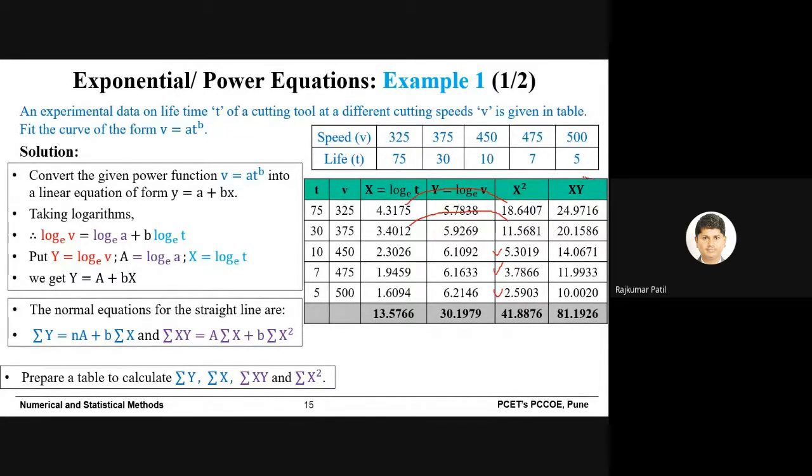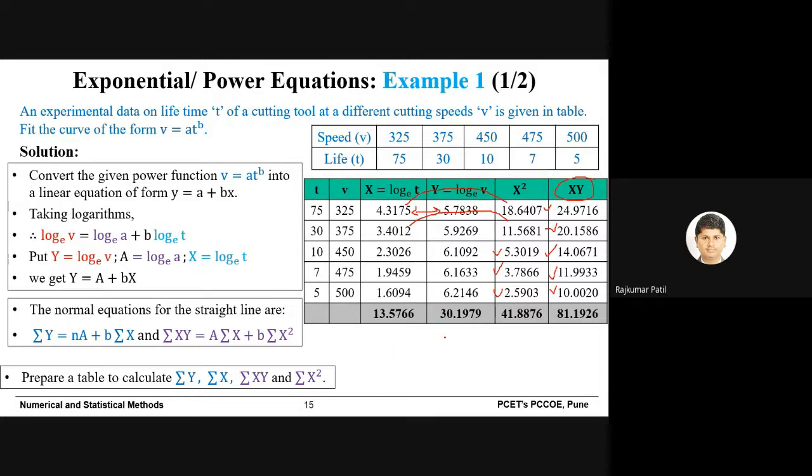Then you can also take the product of x and y to prepare the last column. So take the product of x and y and prepare this value. For example, the product of 4.3175 multiplied by 5.7838 will be 24.9716. And here you can see 20.1586. And similarly, you can calculate the other values.